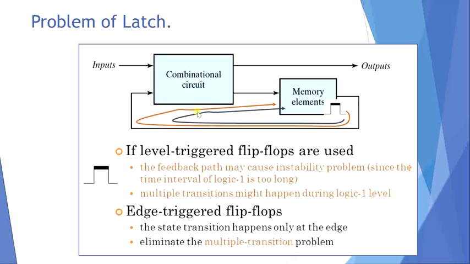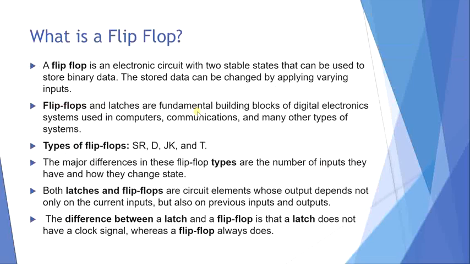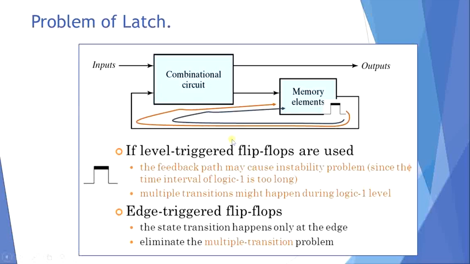One of the biggest problems with the latch is that we have to overcome the issue of the time interval of logic 1, which is too long, because you do not make use of the clock pulse. I have specified that here. Both latches and flip-flops are circuit elements whose outputs depend not only on the current inputs but also on the previous inputs and outputs. The main difference is that a latch does not make use of the clock signal, whereas a flip-flop does make use of the clock signal.